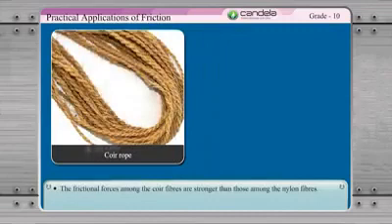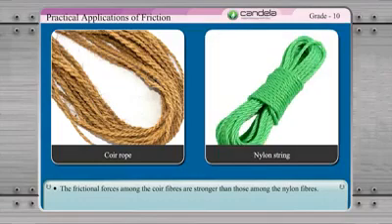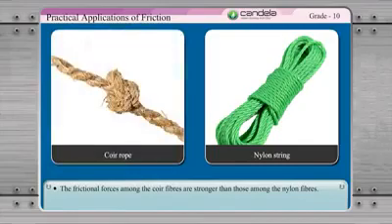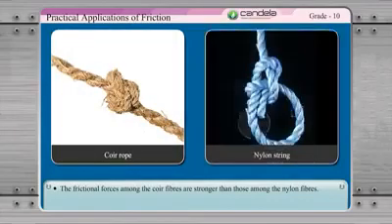The higher friction among the coir fibers makes the coir rope less likely to slip, so that even with a higher force it would not be easy to separate the fibers in a coir rope. Untying a knot on a nylon string is much easier than on a coir rope. This is because the frictional force among the coir fibers is stronger than that among the nylon fibers.